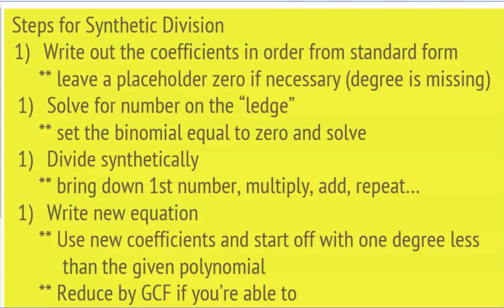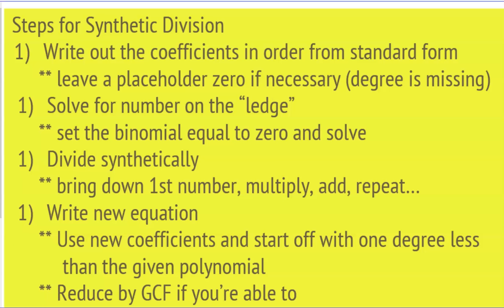We're going to go to synthetic division. So here, to remind you of synthetic division, you write out all the coefficients after you have put it in standard form. If something's missing, we put a 0, and I'll show you an example of that here in a minute. Once that happens, you solve for the number that's going to go on the ledge, or in my class, we called it the magic box, okay? So whatever you're dividing by, that binomial, set equal to 0 and solve for x, and that's the number you get to put in there.